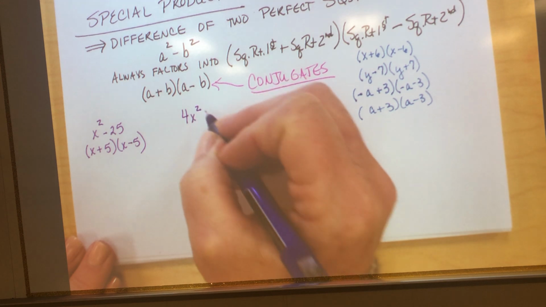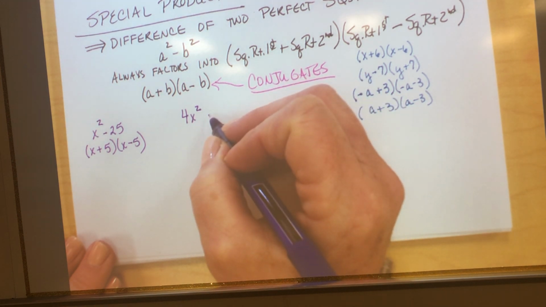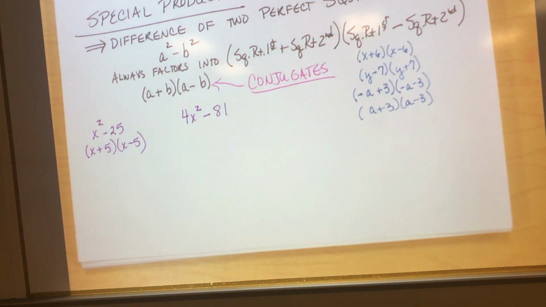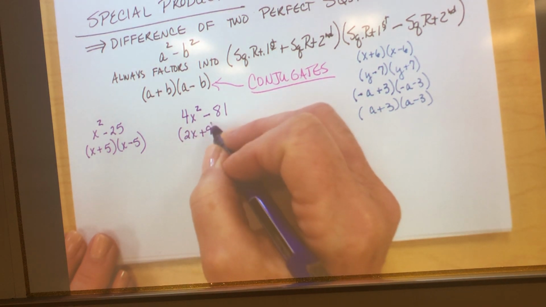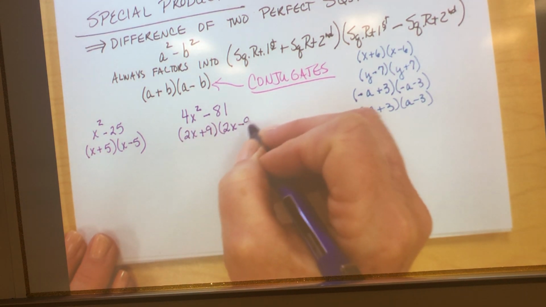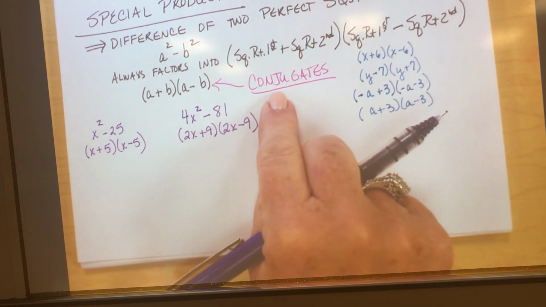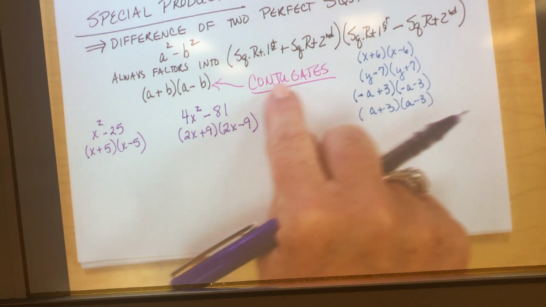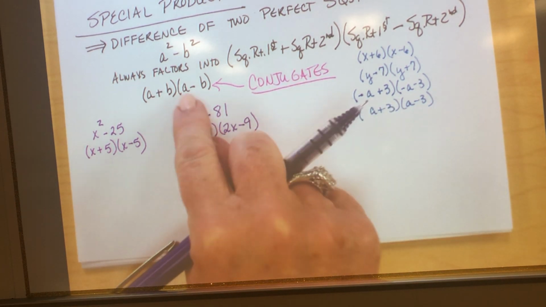4x squared minus 81. 2x plus 9, 2x minus 9. Very good. 2x plus 9 and 2x minus 9 are conjugates. Y'all, conjugates is going to come up 2 other times in this chapter, and then it's going to come up later on in the rest of the book. So this word is going to be said a lot. You need to understand what they're talking about.